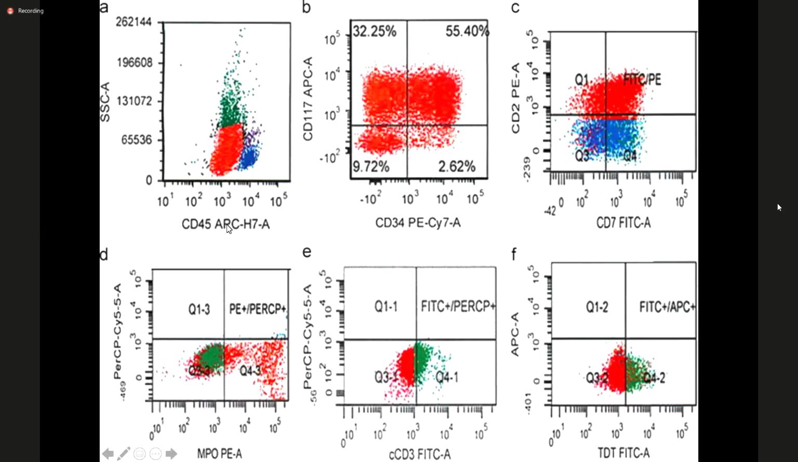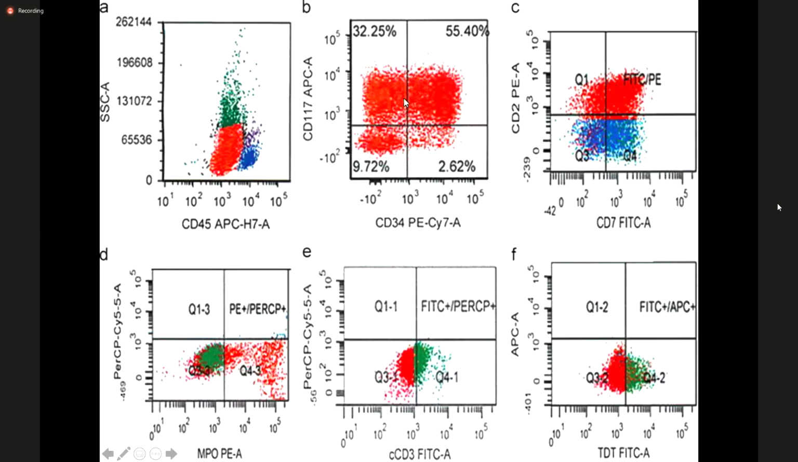Here you can appreciate this is a CD45 marker, and this is side scatter, and here CD117, here CD34. So here you can see these cells; we call that an event. If one cell goes through the laser beam, then you will get one event. We call that one event, and that will be detected by the detector in the machine.